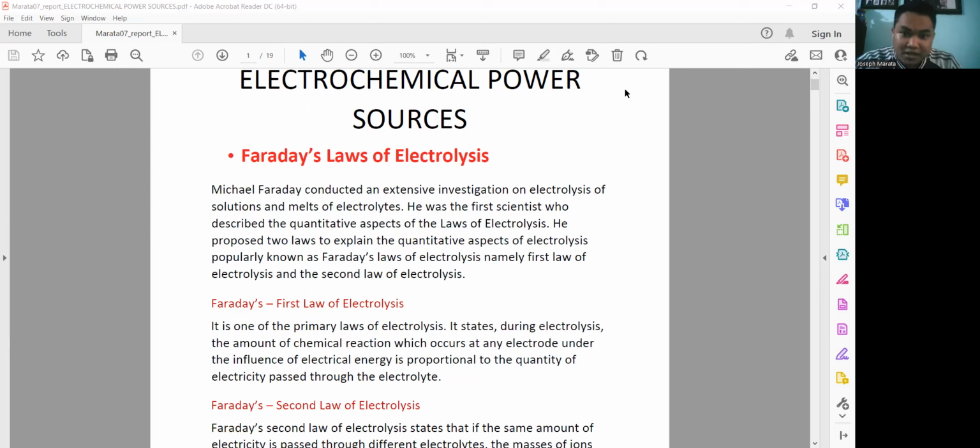It states that during electrolysis, the amount of chemical reaction which occurs at any electrode under the influence of electrical energy is proportional to the quantity of electricity passed through the electrolyte. That is, the amount of material subjected to oxidation or reduction at each electrode is directly proportional to the amount of electricity that flows through the cell. It is equivalent to the current times the time product.